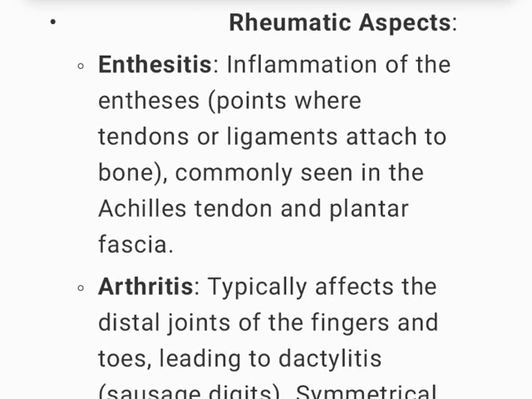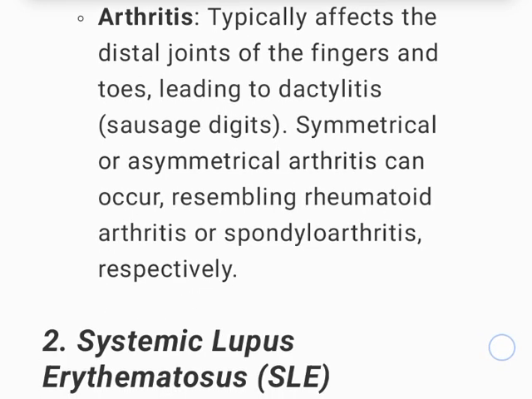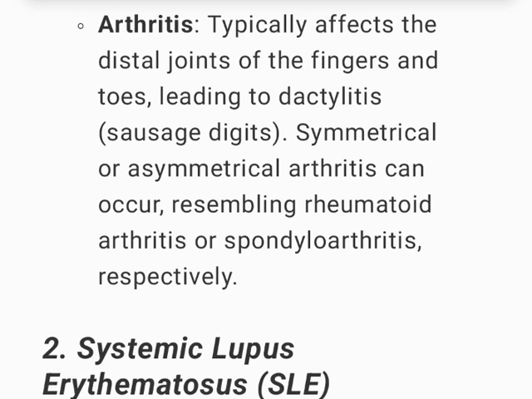Rheumatic aspects. Enthesitis. Inflammation of the entheses, points where tendons or ligaments attach to bone, commonly seen in the Achilles tendon and plantar fascia. Arthritis. Typically affects the distal joints of the fingers and toes, leading to dactylitis, sausage digits. Symmetrical or asymmetrical arthritis can occur, resembling rheumatoid arthritis or spondyloarthritis, respectively.